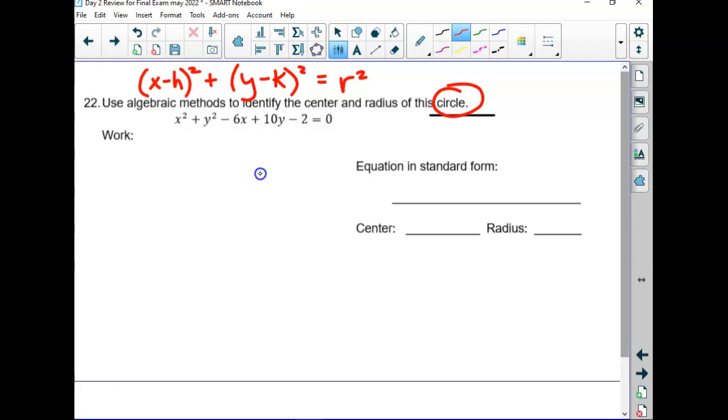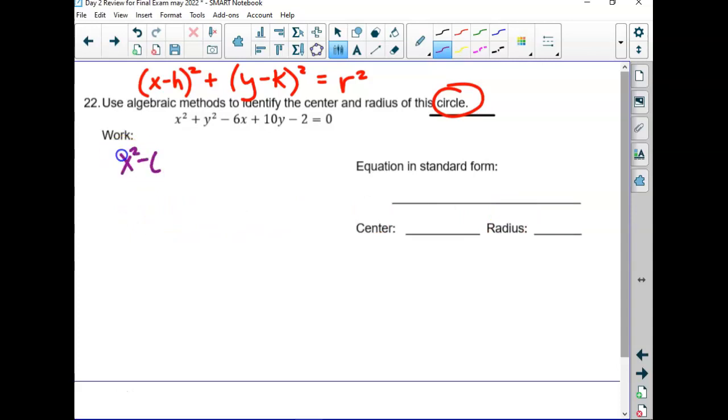If you look, it's pretty much like an ellipse, right? Except it doesn't have the denominators. So hopefully, if you have the ellipse formula in front of you, that'll help you remember what the circle equation looks like too. All right, so to find the equation in standard form and the center and radius, we just need to complete the square.